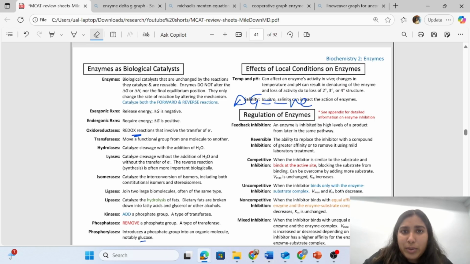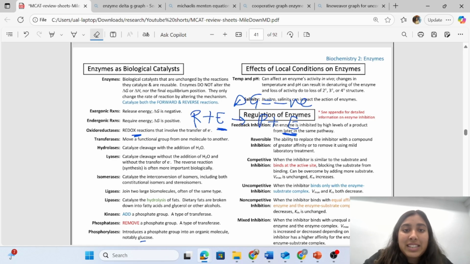Enzymes are generally reusable. So if you have an equation like reactants plus enzyme gives products plus enzyme, whatever you put in the reaction, you will always receive back. So enzymes are not utilized in the reaction.